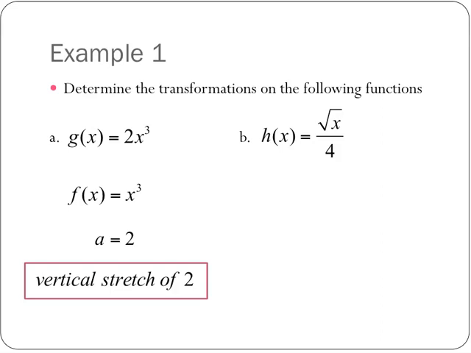In the second one here, we have the square root of x divided by 4. So this is a square root function. The parent square root function is f of x equals the square root of x. And that means that a is equal to 1/4. Since 1/4 is smaller than 1, we know we have a vertical compression by a factor of 1/4.